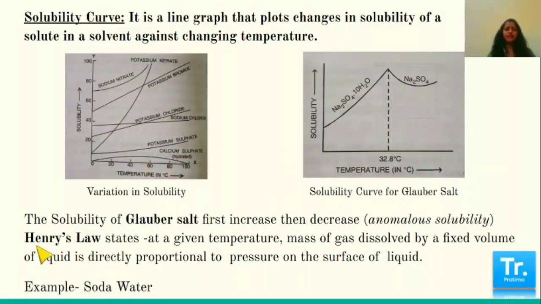There's Henry's law. The great scientist Henry stated the law. So Henry's law states that at a given temperature, the mass of gas dissolved in a fixed volume of liquid is directly proportional to pressure on the surface. For example, soda water, you all have seen. You can see the fizz when you open the cap of the bottle. Why? You're releasing the pressure, so the gases are thrown out and come out in the form of bubbles. So mass of gas dissolved in a fixed volume is directly proportional to pressure. More pressure, more gas dissolved; less pressure, less gas dissolved.